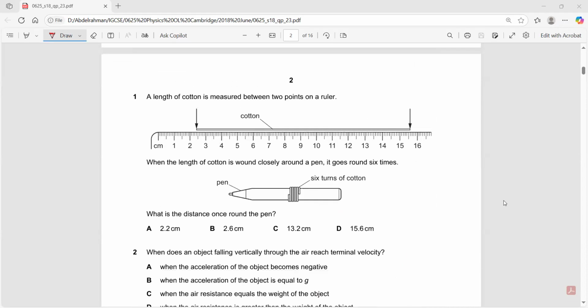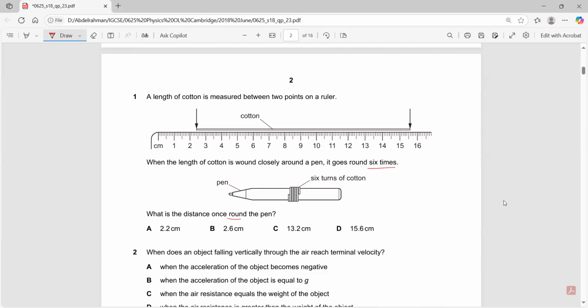Question 1. A length of cotton is measured between 2 points on a ruler. When the length of cotton is wound closely around the pen, it goes around 6 times. What is the distance once around the pen?